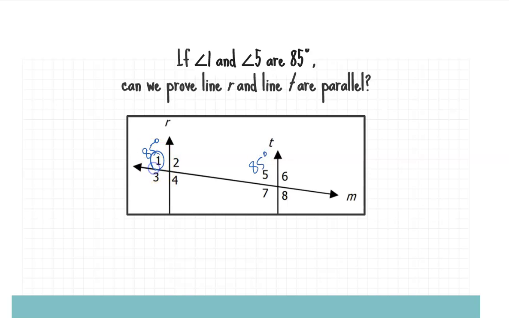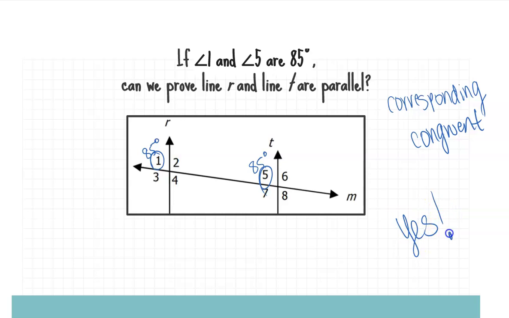All right, so we need to look, what's the relationship between angles 1 and 5? So angles 1 and 5 are going to be corresponding angles. And we know that corresponding angles are supposed to be congruent. And if they are congruent, then that means we can prove that the two lines are parallel. So in this case, they are both 85 degrees, so that means that yes, we can say that these two lines are parallel.